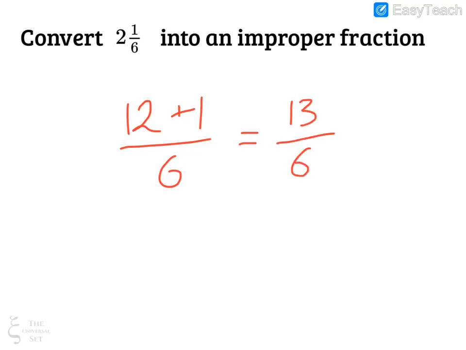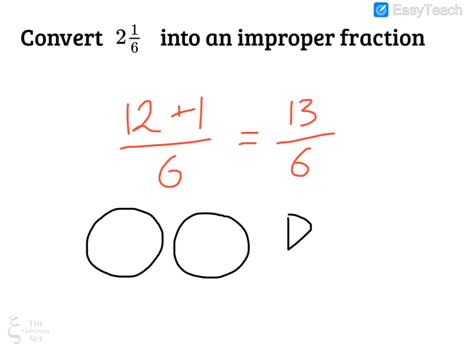And again, if you're not totally sure where those numbers come from, let's draw a picture. 2 1/6. So that's 1 pizza, 2 pizzas, and a sixth of a pizza. How many sixths have I got in total? There's 6 there. There's another 6 there. So I've got 1, 2, 3, 4, 5, 6, 7, 8, 9, 10, 11, 12, 13. I've got 13 sixths. That was 6 and another 6 and this 1 left over.